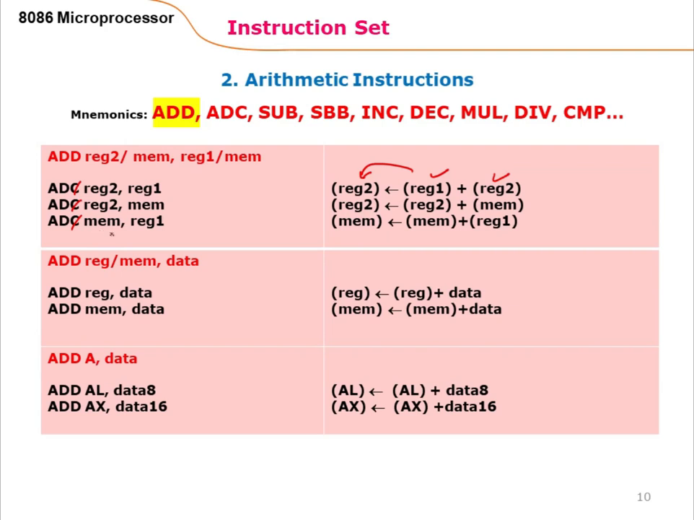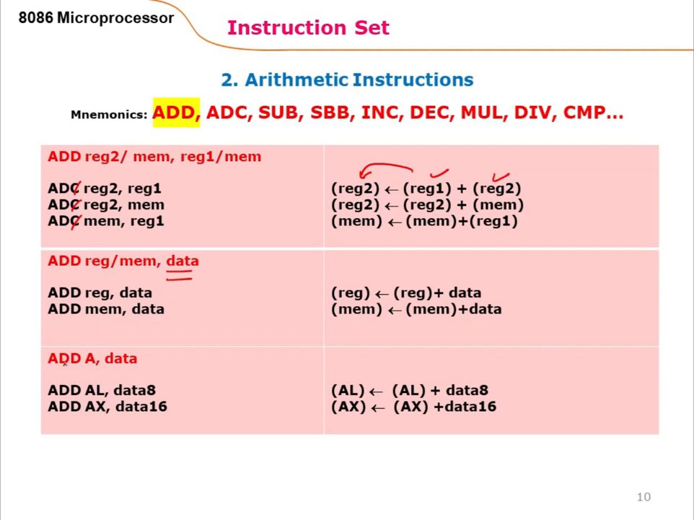When we use memory and register, the contents of memory and register are added and stored in the memory location. We can use the immediate addressing mode also, so we can directly give data here. The same operation occurs: ADD register or memory, data. The data and register values are added and the answer is stored in the register.